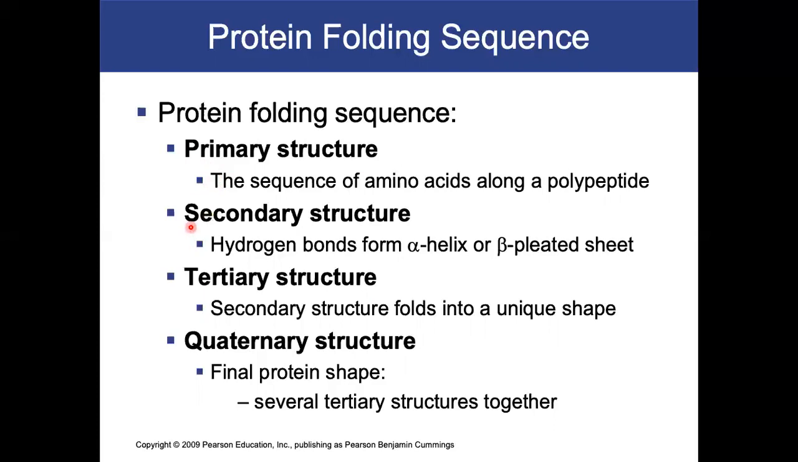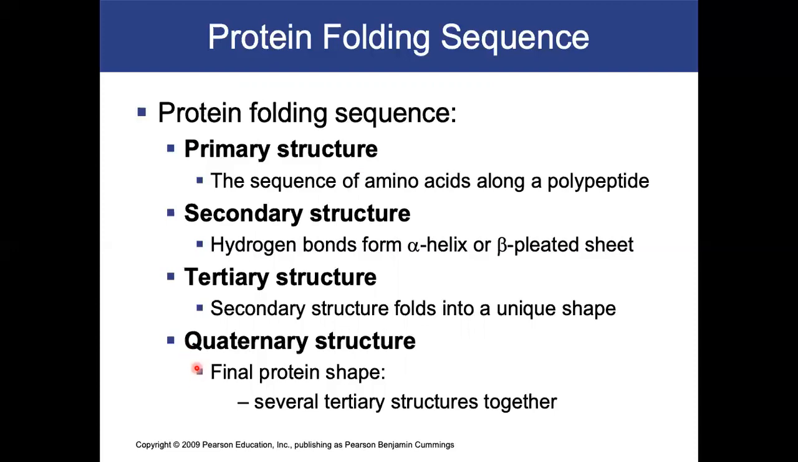The secondary structure results from hydrogen bonds interacting with one another of those amino acids. So they're going to form alpha helix or beta pleated sheets. I'll show you guys these in a second. So tertiary structure, think of 3. It's going to be a unique shape. It's not functional yet in this step. And then quaternary structure would be a final protein shape, and this is going to be functional.